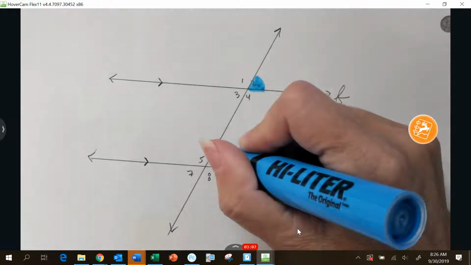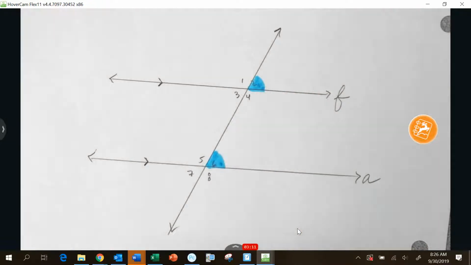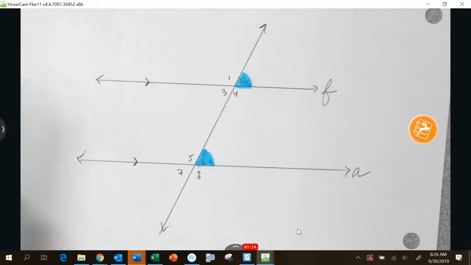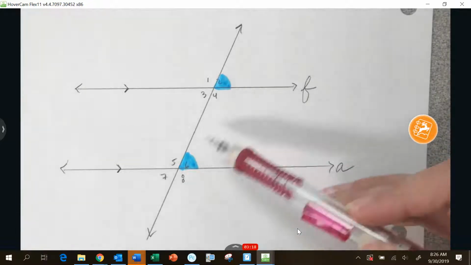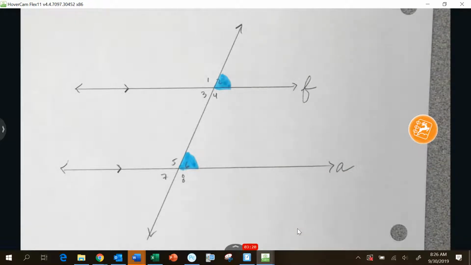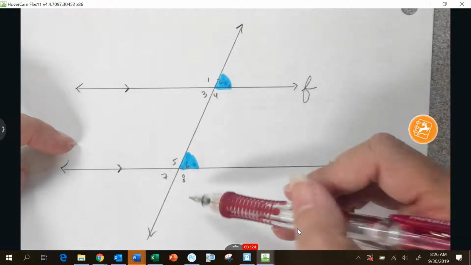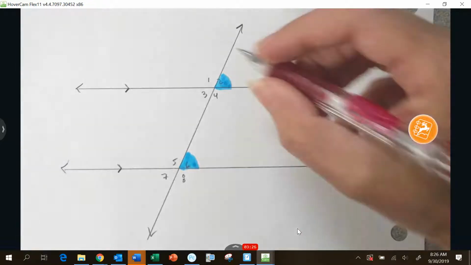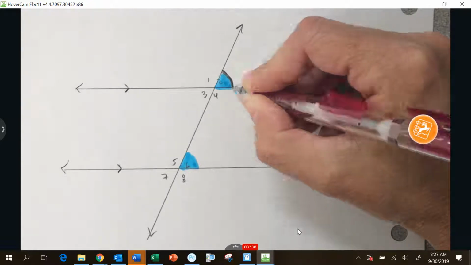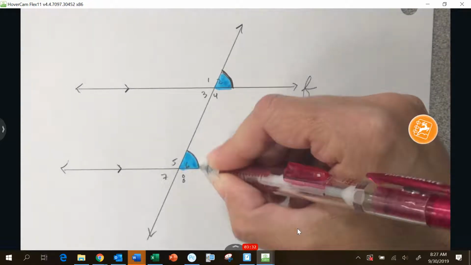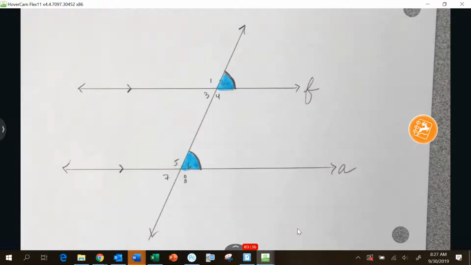Now, if you already read the theorem, good for you. But if you haven't read it, let's use our guesstimation powers. What do you think I'm going to tell you about these angles? What do they look like? They are congruent. If we have parallel lines and a transversal that cuts parallel lines, corresponding angles are congruent. So I'm going to put an arc in there that shows that corresponding angles are congruent.